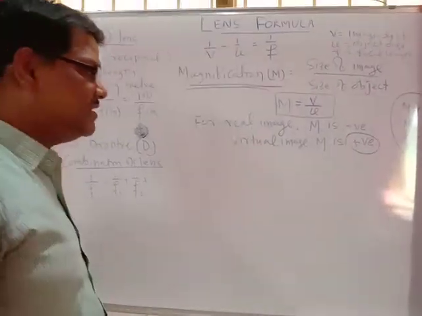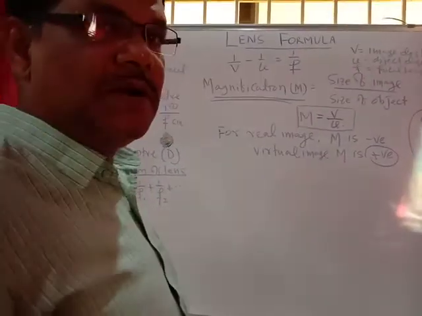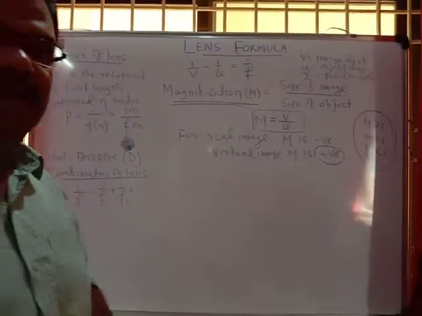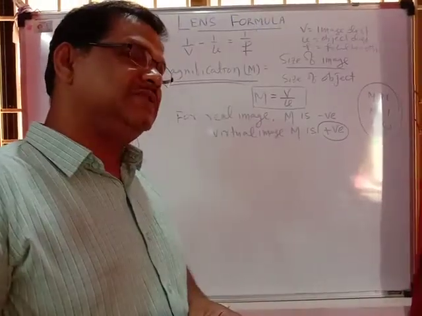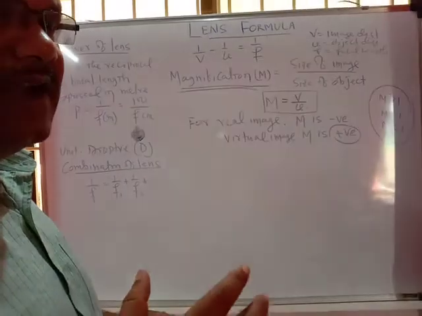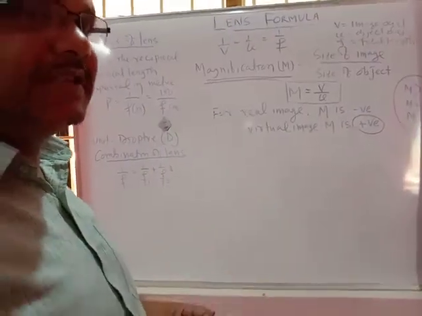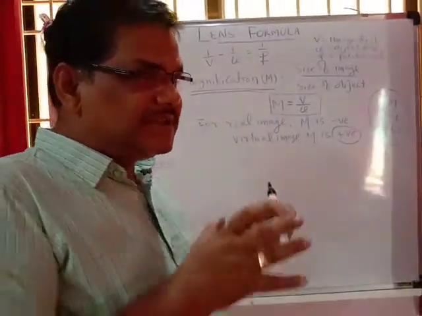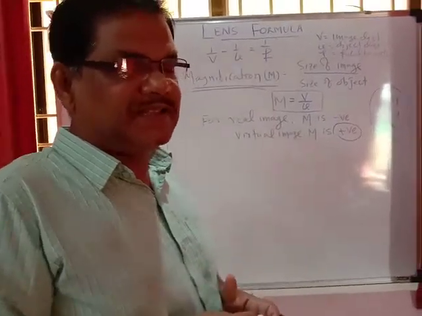The next term is the power of a lens. What is the power of a lens? The power of a lens tells how much it diverges or converges light. Suppose in the case of a converging lens, if it converges more and more, the power of the lens is more.